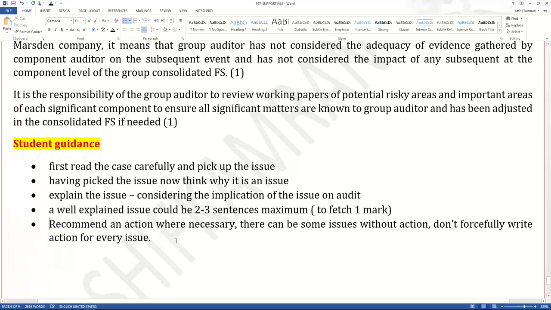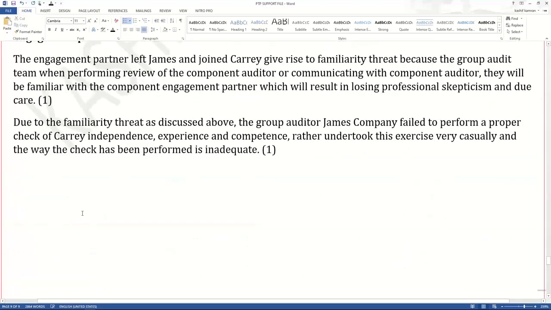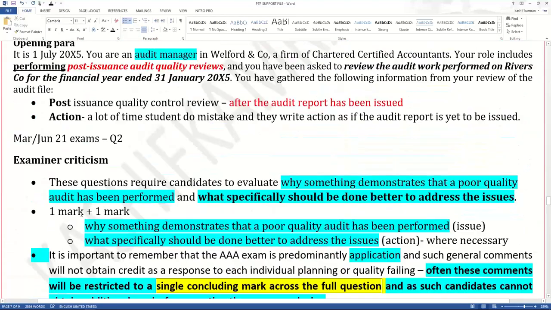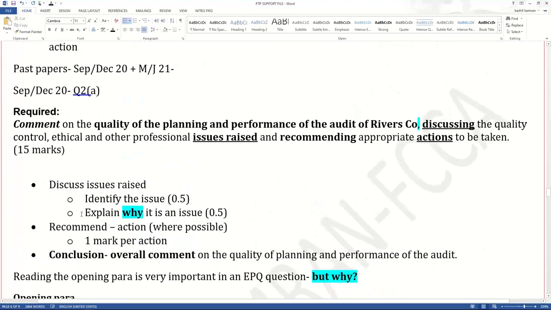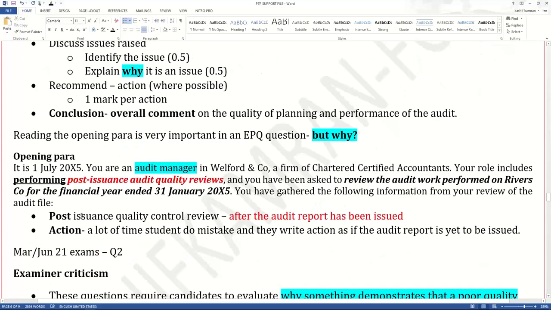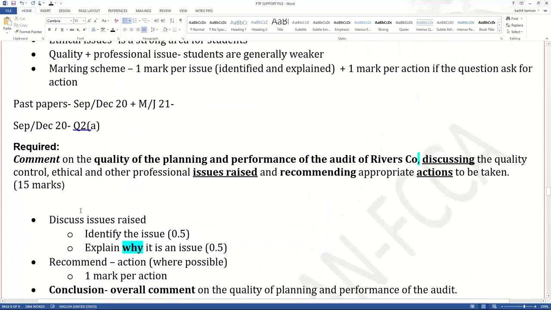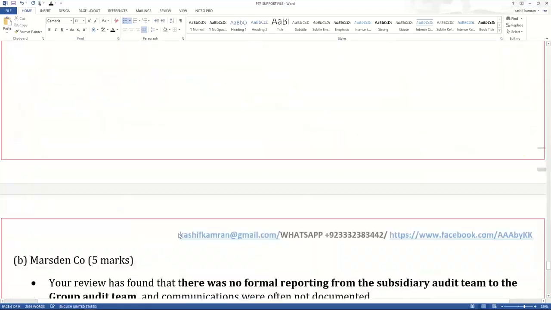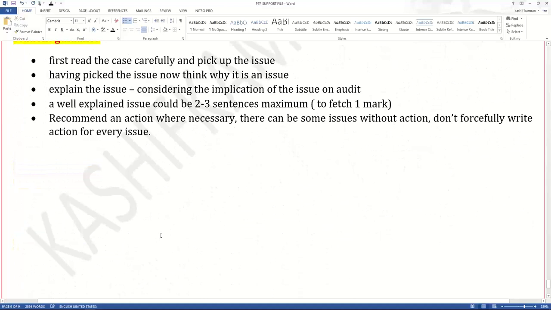Now, listen to me carefully. When we were reading the examiner criticism yesterday, the examiner was saying you should give a conclusion at the end of the answer, right? Now, look at this question. We started yesterday on day 2, and the question was saying comment on the quality, right? When you are answering a question like this, see, this is how the format would look.